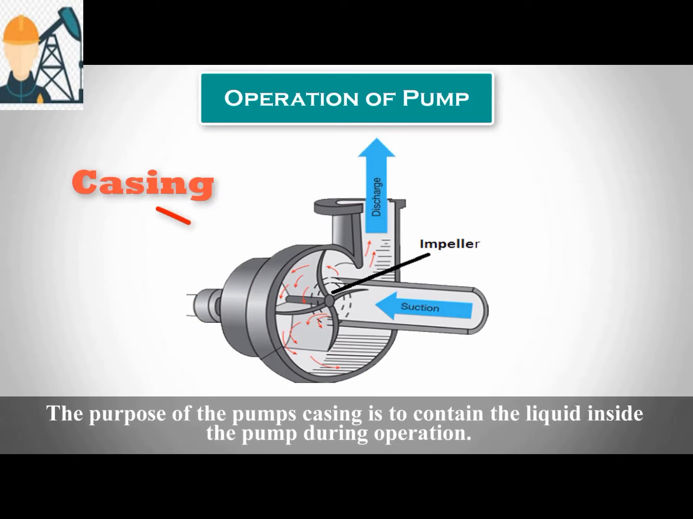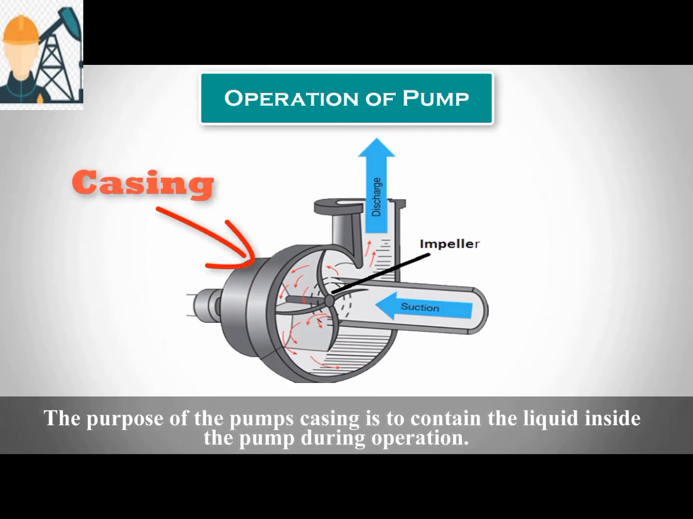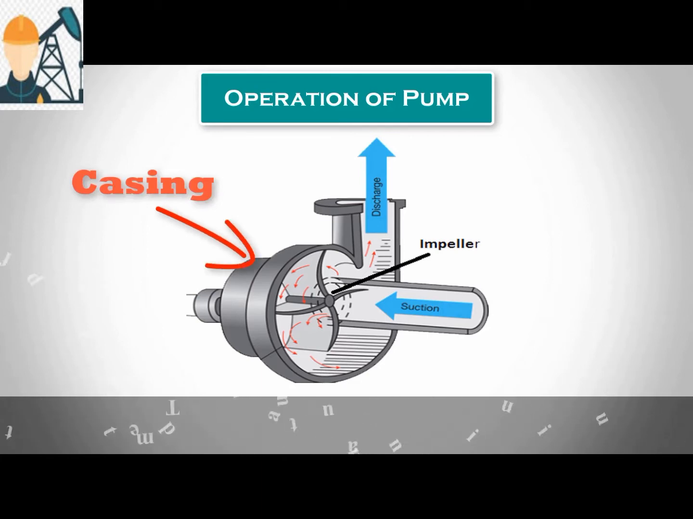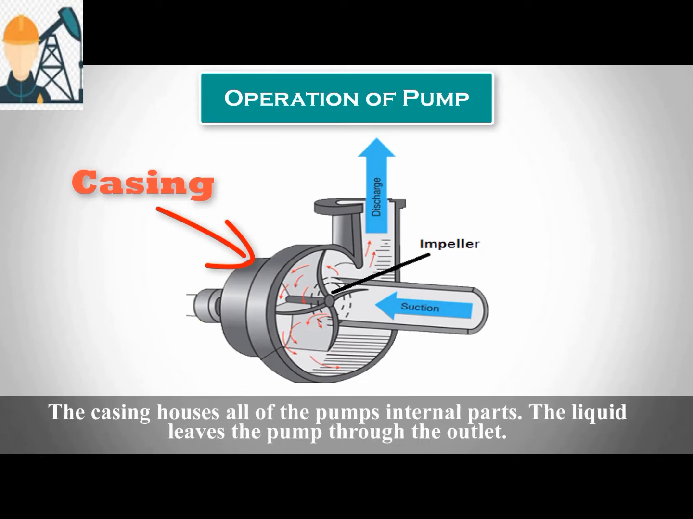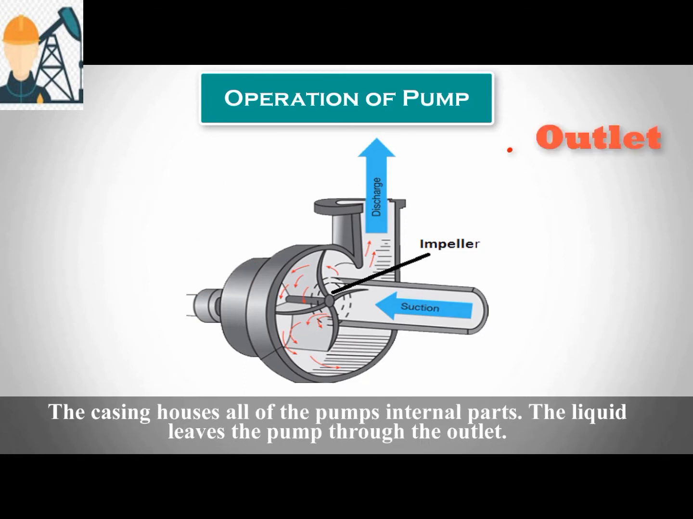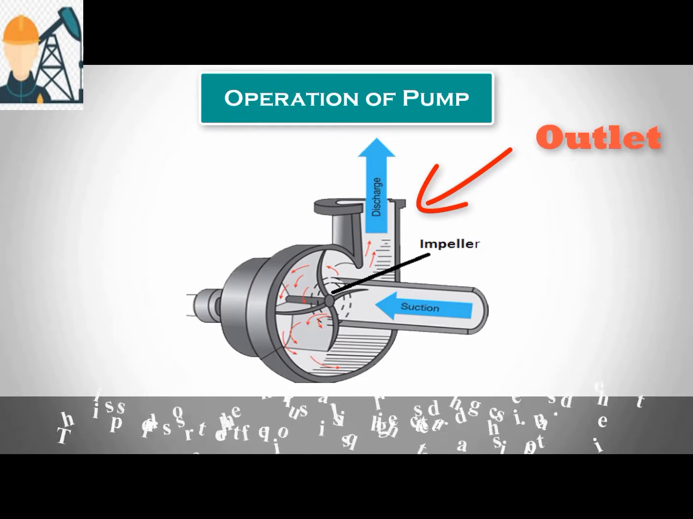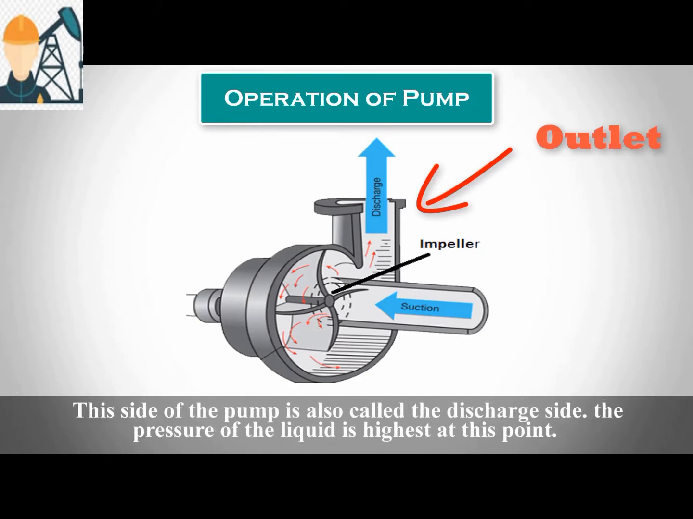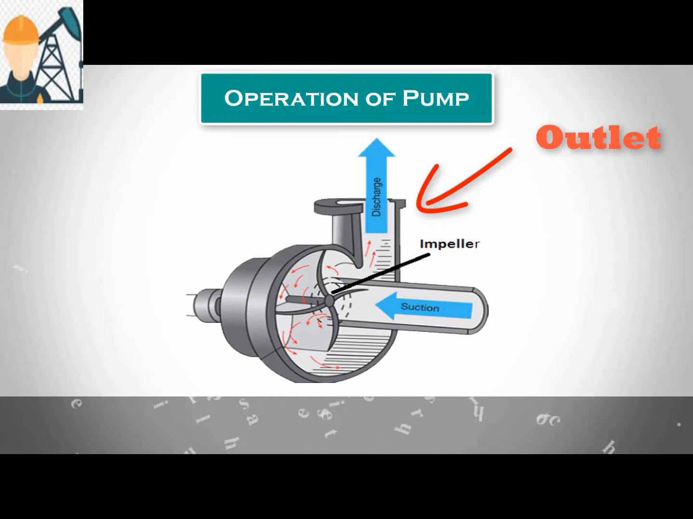The purpose of the pump's casing is to contain the liquid inside the pump during operation. The casing houses all of the pump's internal parts. The liquid leaves the pump through the outlet. This side of the pump is also called the discharge side. The pressure of the liquid is highest at this point.